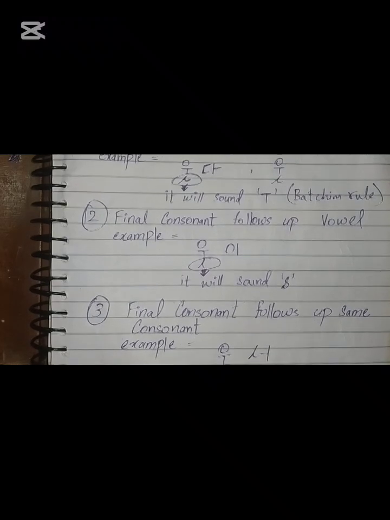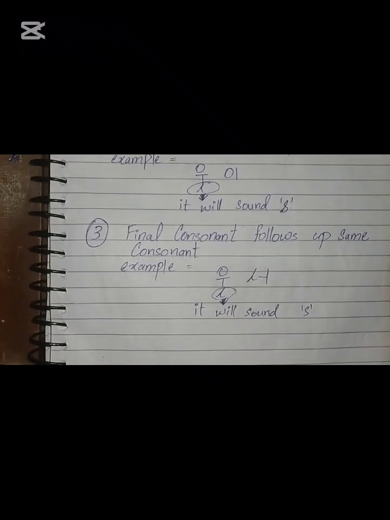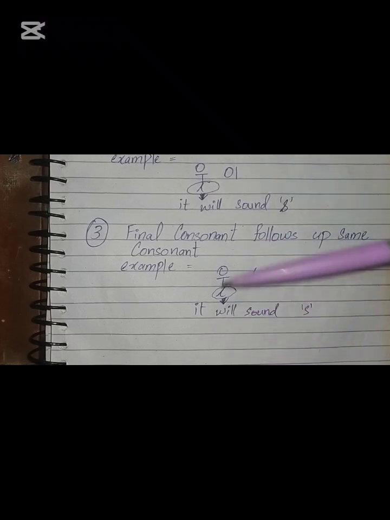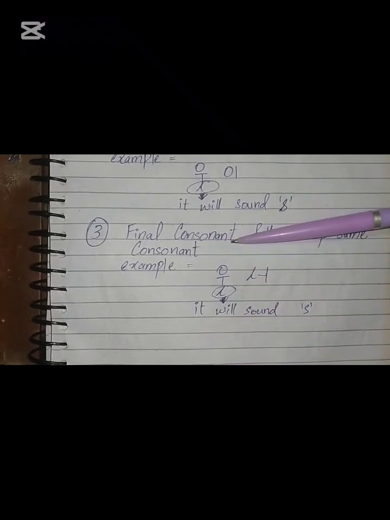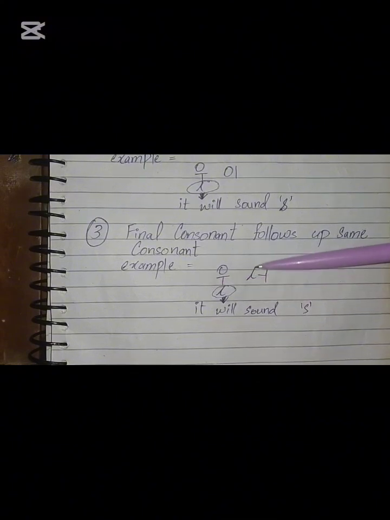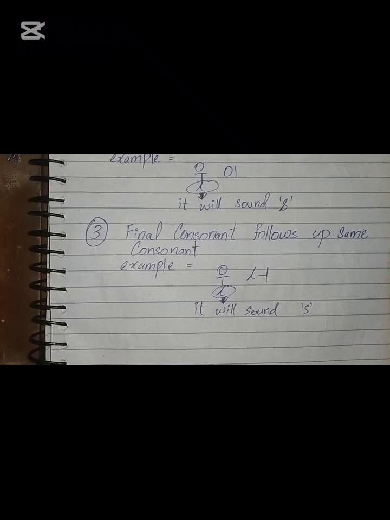Alright, now we have this. Now there is a third rule as well. The third rule says that the final consonant is followed by the same consonant. Like, this is the final consonant and the one following it is the same consonant, both are the same, right? Now what will be the sound of the Batchim? This is very confusing as well, but if you listen carefully and do more practice, you will get used to it.